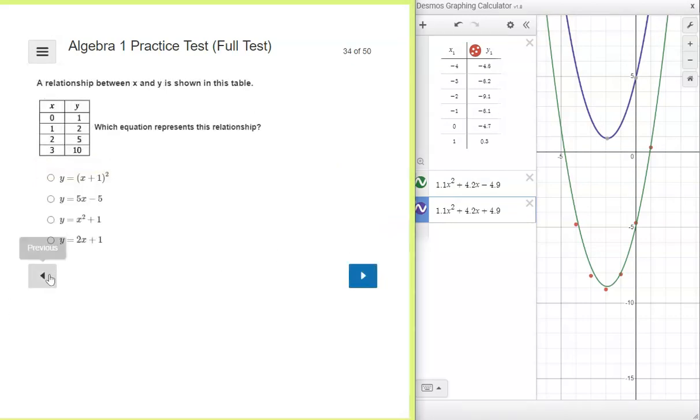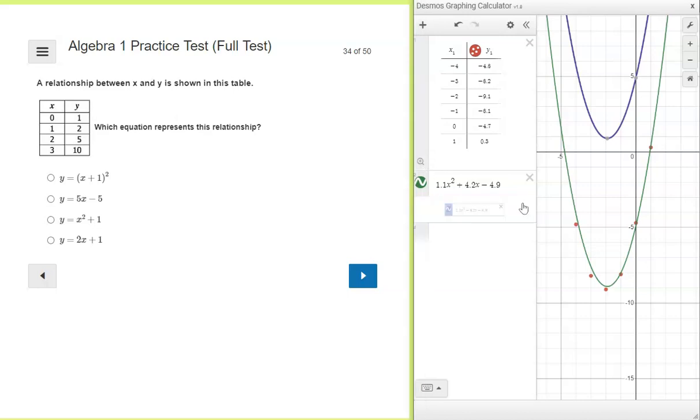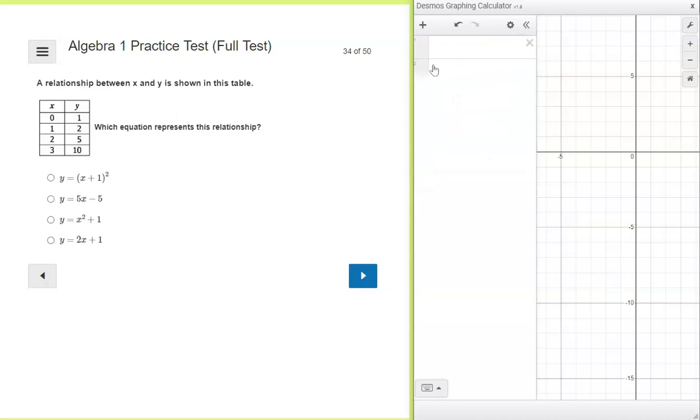Oh, 34. Yep. All right. The relationship between x and y is shown in the table. Which equation best represents it? So same thing here, same process. I'll go ahead and plug in the table.